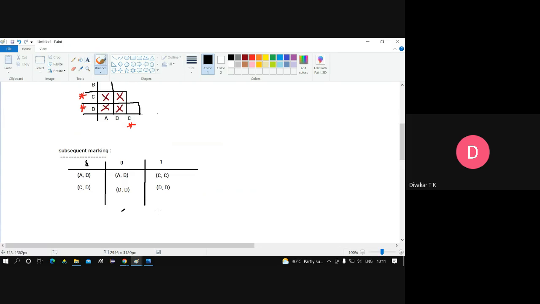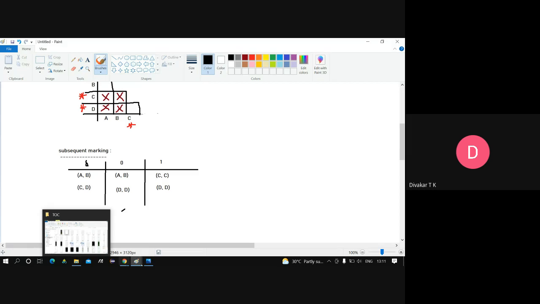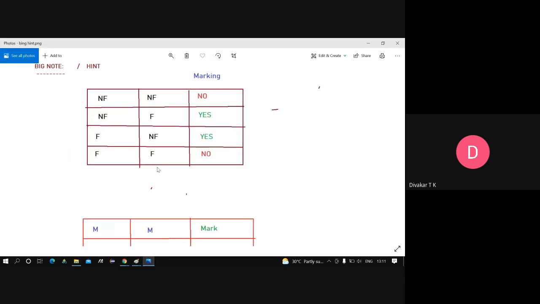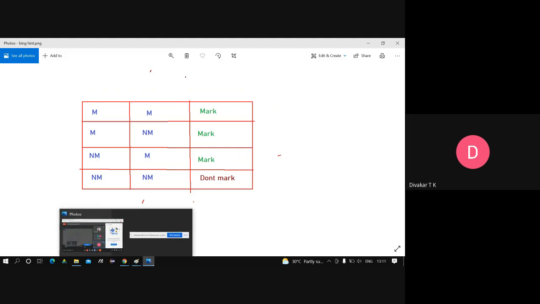Okay, great. So next we have to check the subsequent marking table here. That is what we have written a couple of days back. So this is the second table we have to check. If any one marking is done, we have to mark. If both are non-marking, we should not mark. Okay, so that is the system here.